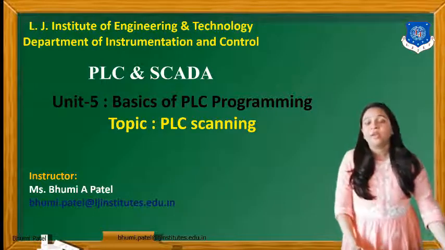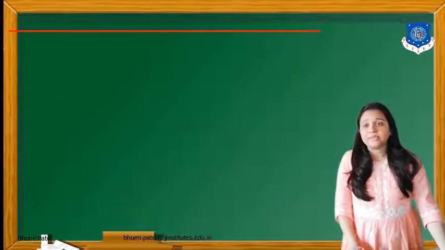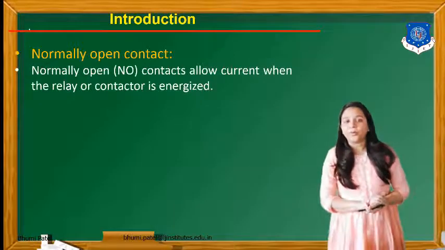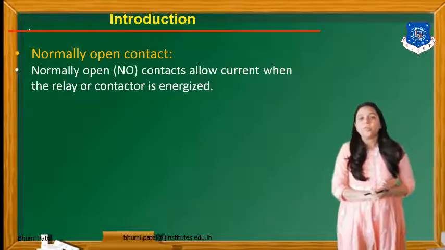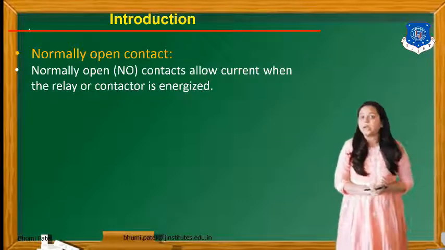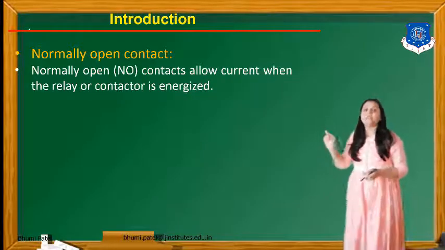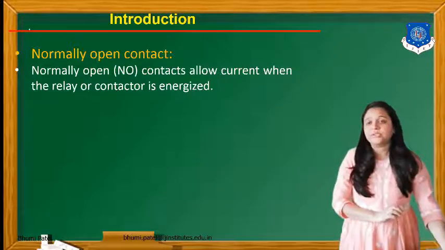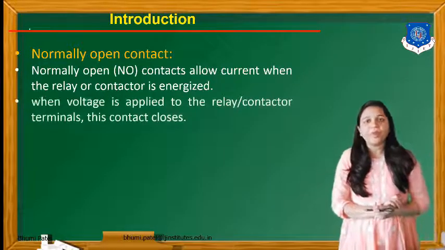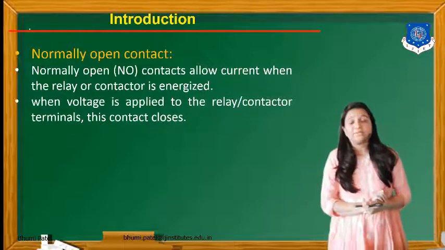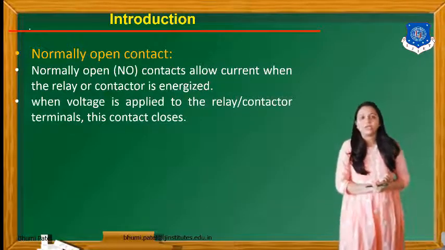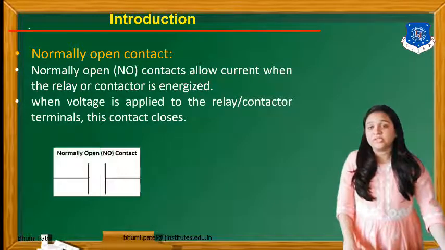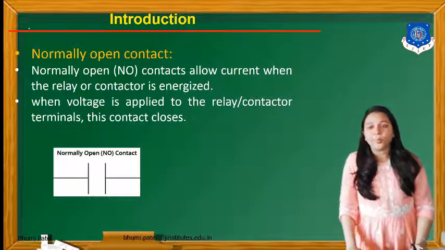So first of all, whenever we deal with PLC scanning, the first thing is the normally open contact. The normally open contact allows current when the relay or the contactor is energized. When the voltage is applied to the relay or the contactor terminals, this contact closes. So this is the diagram of the normally open contact.